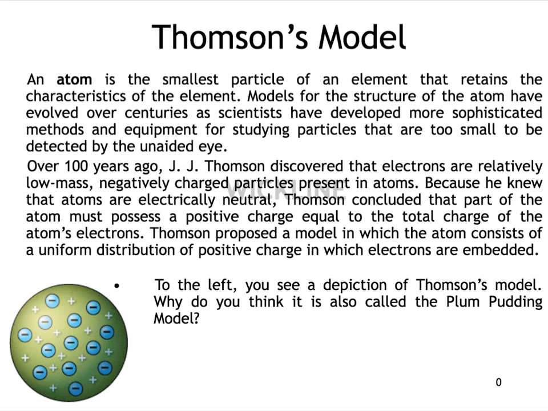So the first model that you guys are expected to know something about is Thomson's model of the atom. Thomson was an English chemist, and basically his idea was that if you had an atom, it would be a solid sphere, and it would have an even mix of pluses and minuses. And because they're so evenly mixed, he would think of the electrons like little plums in a bowl of pudding, so he called this whole model the plum pudding model.